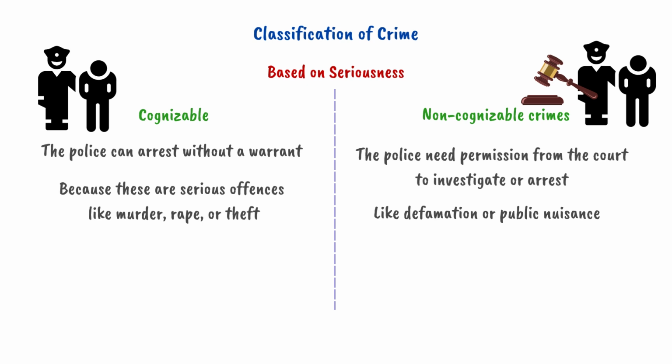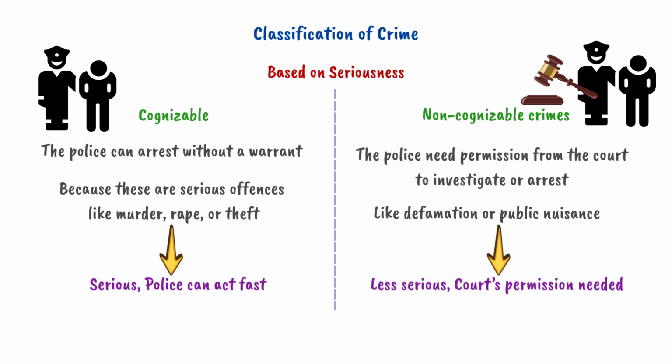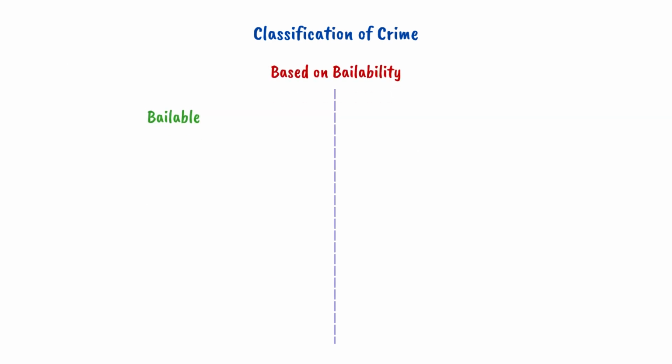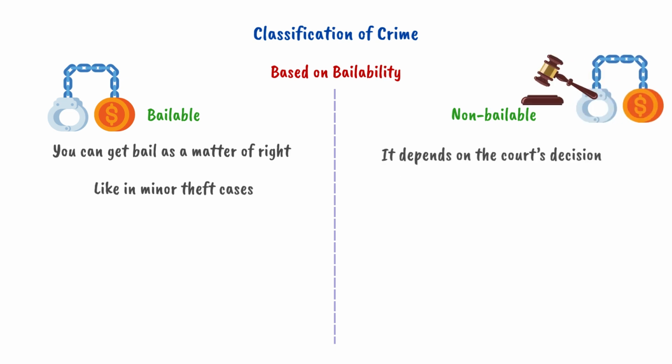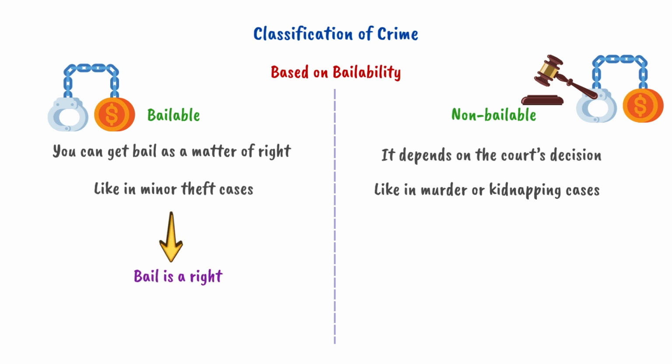So you can remember it like this. Cognizable equals serious, police can act fast. Non-cognizable equals less serious, court's permission needed. Based on bailability, bailable and non-bailable offenses. If an offense is bailable, you can get bail as a matter of right, like in minor theft cases. But if it's non-bailable, it depends on the court's decision, like in murder or kidnapping cases. So, bailable equals bail is a right and non-bailable equals bail is a privilege.